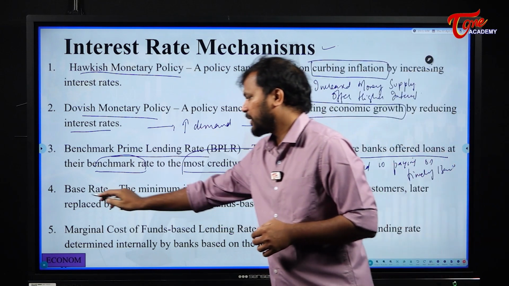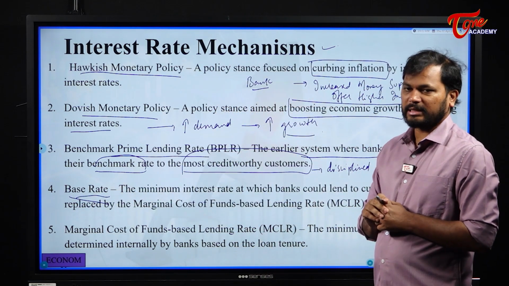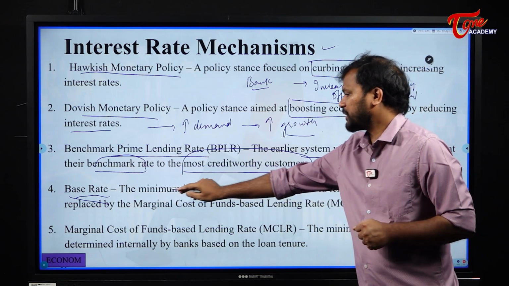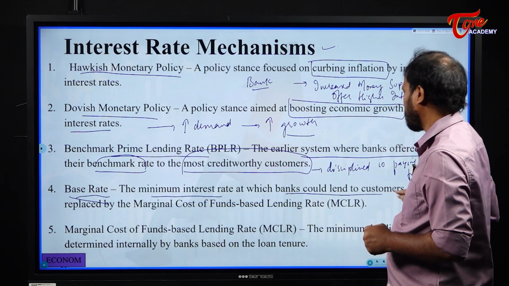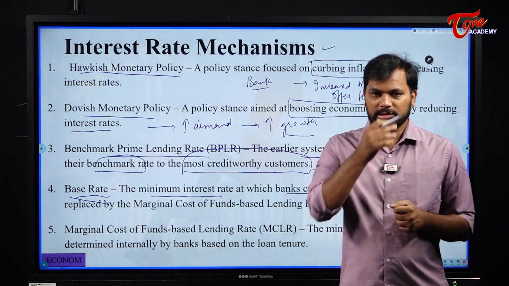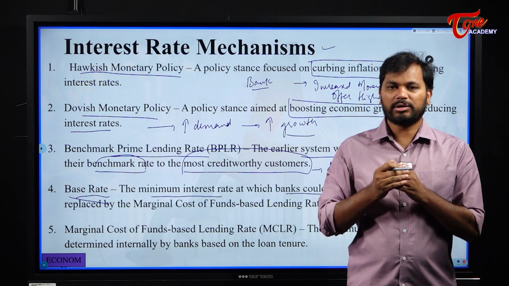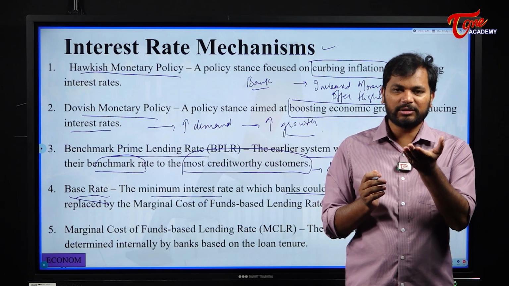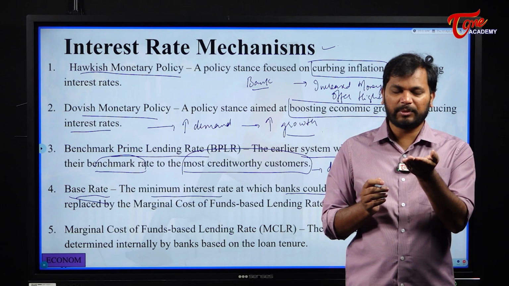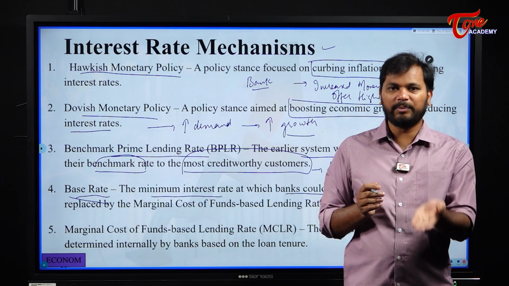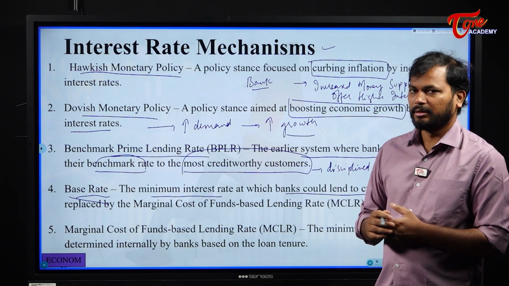Next, base rate. Base rate is nothing but the minimum interest rate at which banks could lend to customers. So it is the marginal cost of lending rate. It means that is the minimum rate at which the loans need to be provided, and it cannot fall beyond that. It cannot decrease beyond that. That is what is called the base rate.